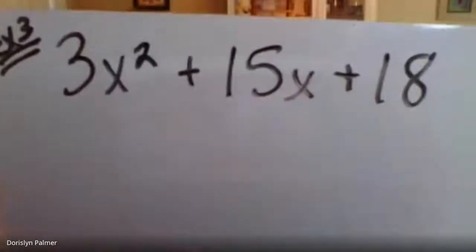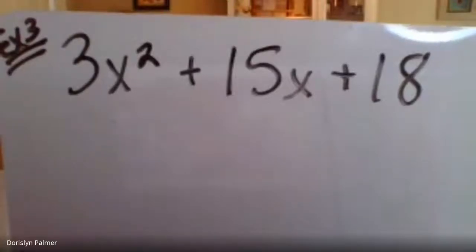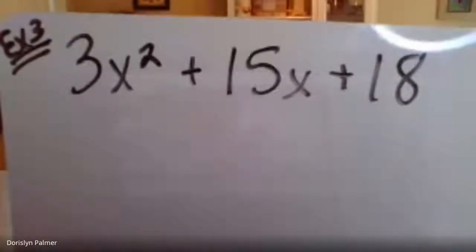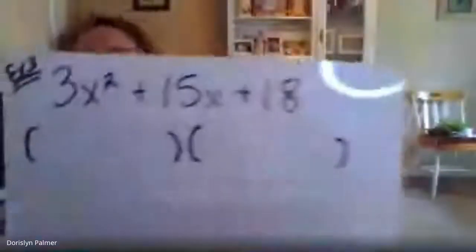15x plus 18. Okay. Oh, darn, that first term has a coefficient. It's okay. I can draw two sets of parentheses. So I do that.